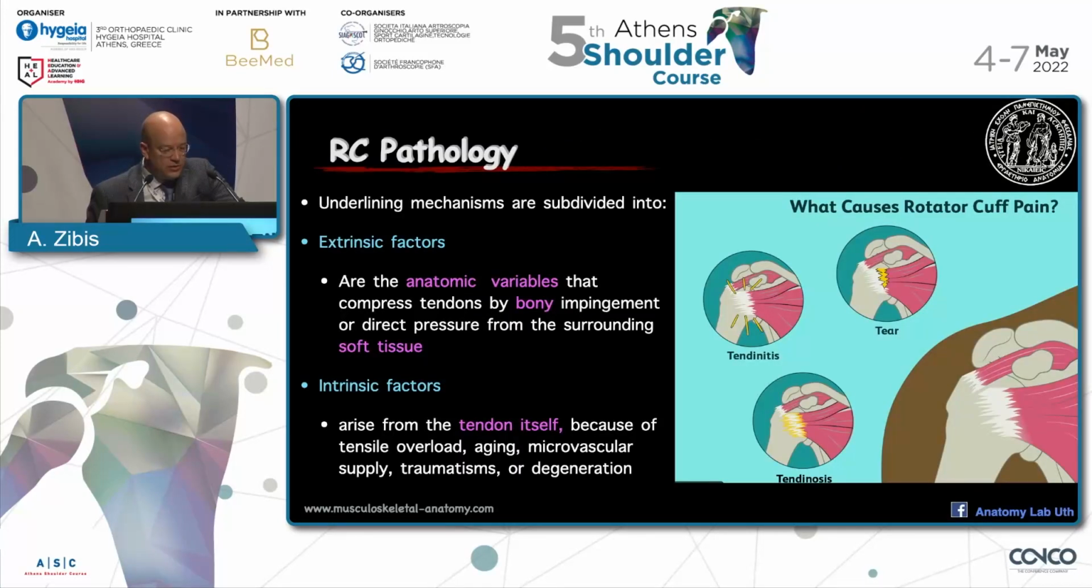So, rotator cuff pathology has a wide range. Underlying mechanisms are divided into extrinsic factors and intrinsic factors. The first are the anatomic variables that compress tendons by bony impingement or a direct pressure from surrounding soft tissues. Intrinsic factors include tendon-related reasons: tensile overload, aging, microvascular supply, trauma, or degeneration.